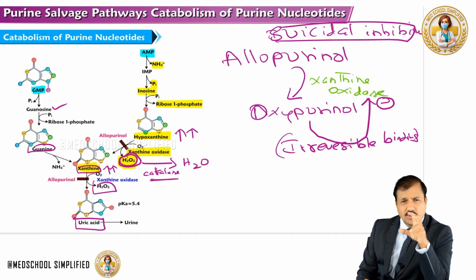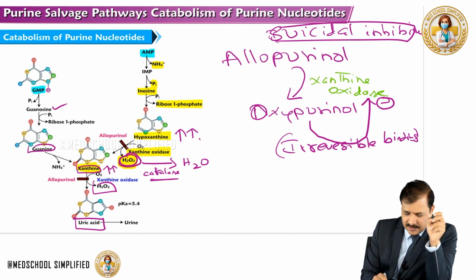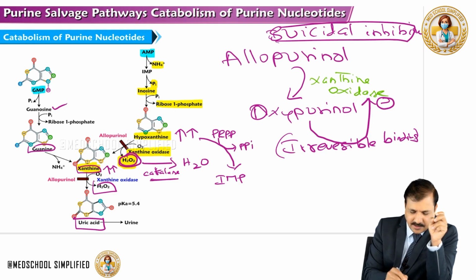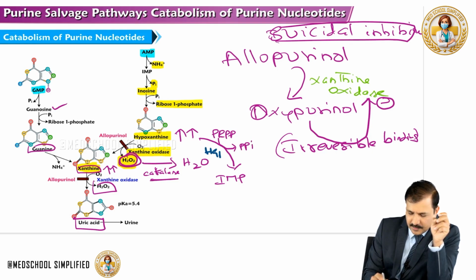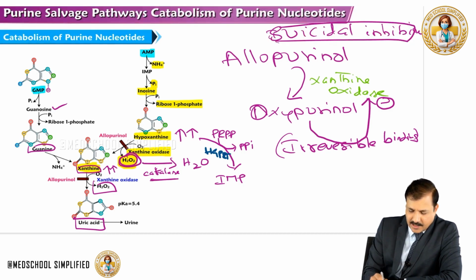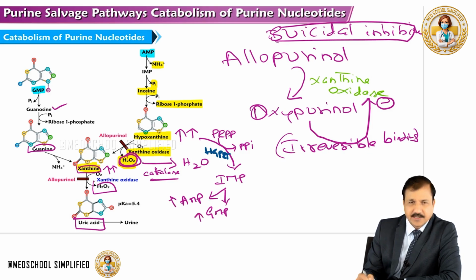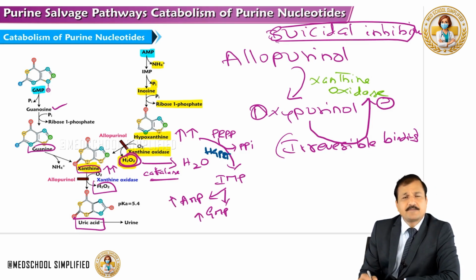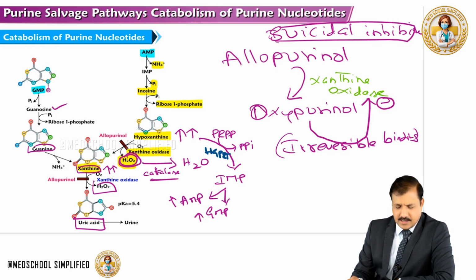And hypoxanthine will be converted into IMP, inosine monophosphate, using PRPP, which releases PPi, and that is done by the HGPRT enzyme, and thereby you get IMP. So hypoxanthine is converted to IMP using PRPP, and then what happens to IMP? IMP will go into AMP formation, or IMP will go into GMP formation, and there will be an increase in AMP and GMP.